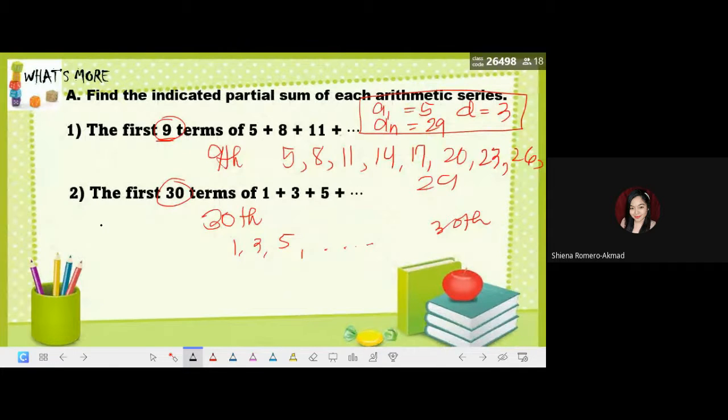Let's have number 2, yung 30 terms naman. So, ang kunin lang natin dyan is yung n, which is 30, yung d, which is 2, and yung a sub 1, which is 1. So, yun lang yung kailangan natin. Kaya na natin isolve yung sum ng first 30 terms. Kahit ito lang pala yung ibigay sa'yo, basta makuha mo lang itong tatlong value na to, you're good to go. So, we have 1, 2, 30. 1 is the first term, 2 is the difference, and n is 30.